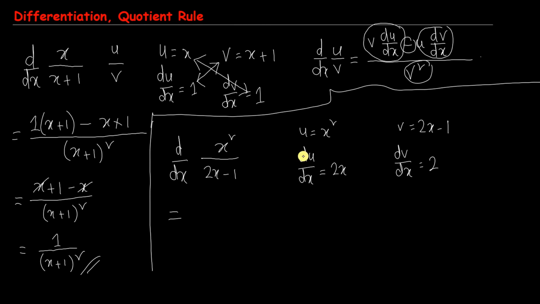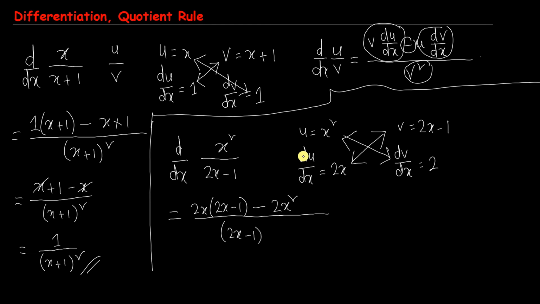Now applying the formula, first one is v du/dx, so we multiply these two expressions, which is 2x into 2x minus 1. Then according to the formula there is a minus sign. Then let me write the other part, which is u dv/dx, so 2x squared, and the denominator, 2x minus 1 whole squared. We can also write it in simplified form by breaking it down, 2x into 2x, which gives us 4x squared.